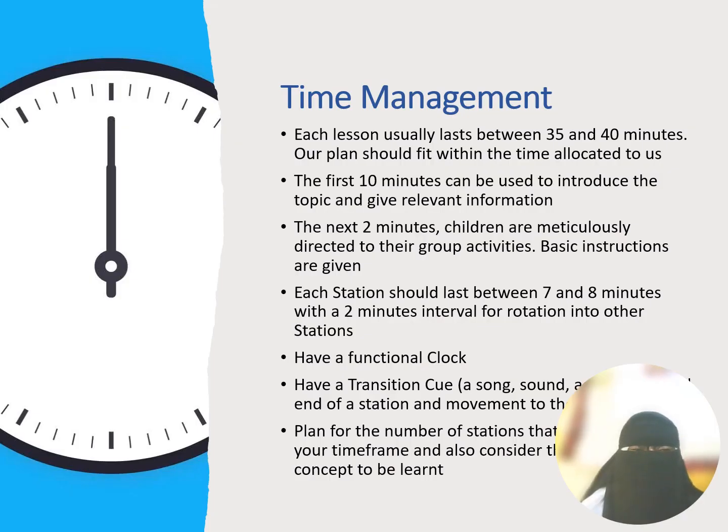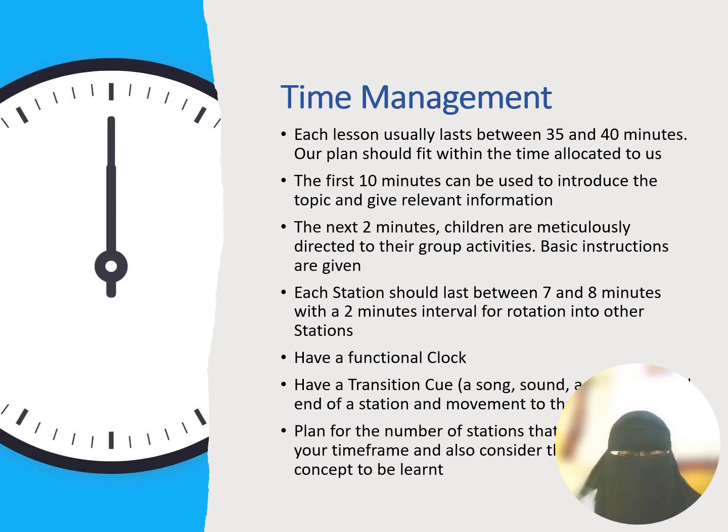Next, we must manage our time effectively. Each lesson usually lasts between 35 and 40 minutes, so we should plan to fit in whatever we want to do within the time allocated to us. The first 10 minutes can be used to introduce the topic and give relevant information. For the next 2 minutes, the children are directed to the group activities and basic instructions are given. So when you're starting with group rotation, you can start with 2 groups and then move on to 3 before you move on to 4. Always start very small so you can have lots of confidence in trying it out.